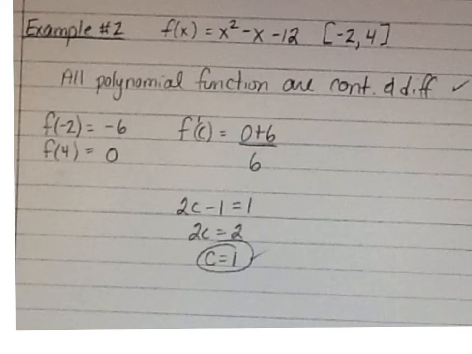And the derivative of f is just 2x minus 1, so 2c minus 1 has to equal 1, which means that c is equal to 2. I'm sorry, c is equal to 1. 1 is definitely in the domain from negative 2 to 4, so I have found a value in that domain that is guaranteed by the mean value theorem. And that's it.